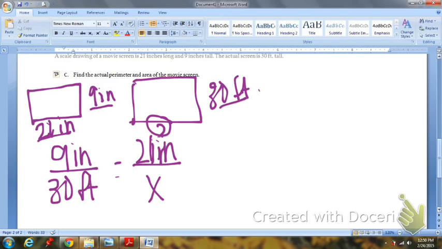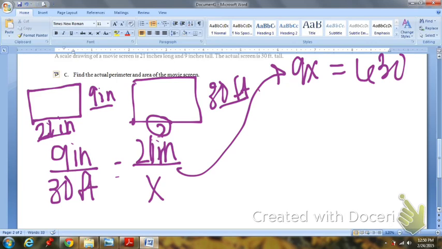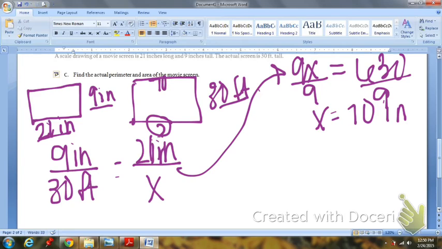So now we're going to cross multiply. 9 times x is 9x. And 30 times 21 is 630. So now to get x by itself, we're going to divide by 9 on both sides. And we get x equals 70 inches. So now that we know that this side is 70 inches, now we will have to find our perimeter and area of the actual movie screen.